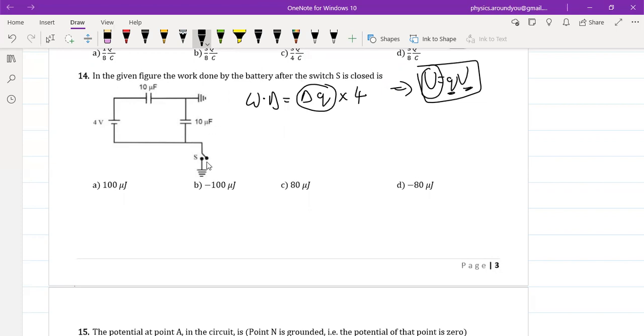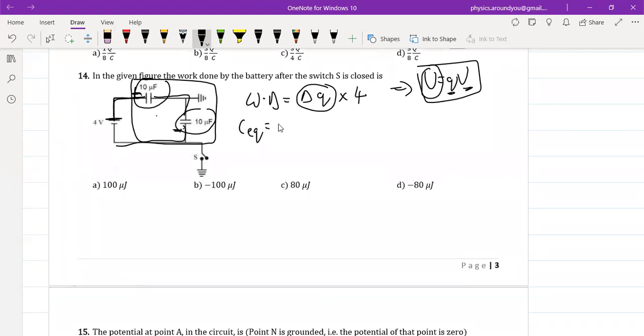Well, initially the switch is open. So the physics says that these 10 and this 10 are in series with each other. How? Because I can imagine the plus plate pulling one electron from here. That electron should go and deposit itself over there. So the charges developed on these two are equal and opposite, so they are in series. 10 and 10 in series give an equivalent capacitance initially of 5.